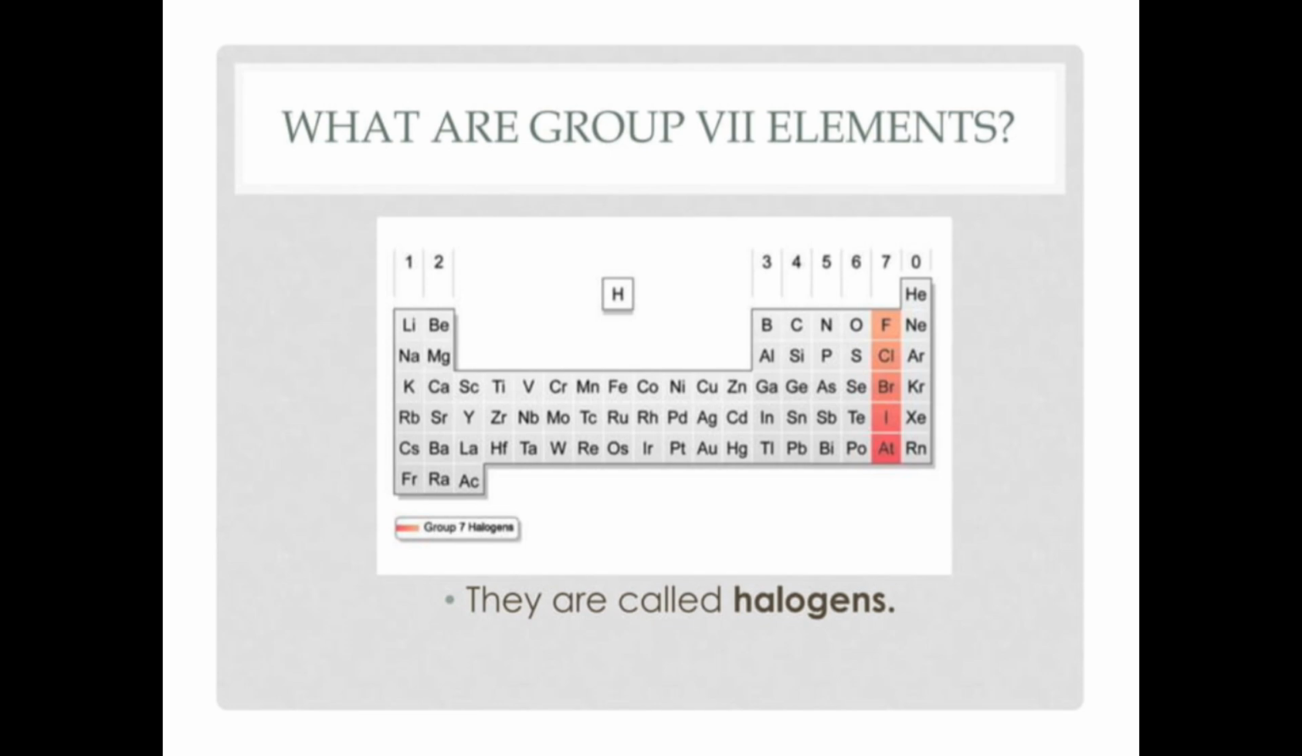Fluorine and chlorine are gases. Bromine is liquid. Iodine is solid. Astatine is radioactive.